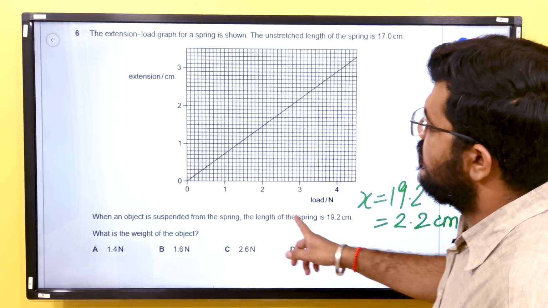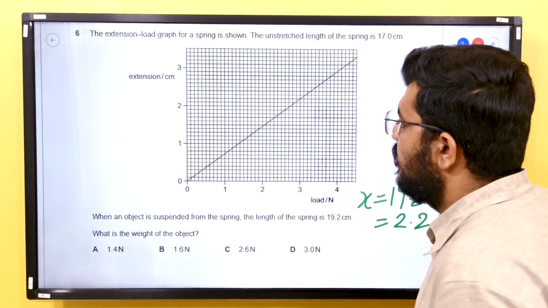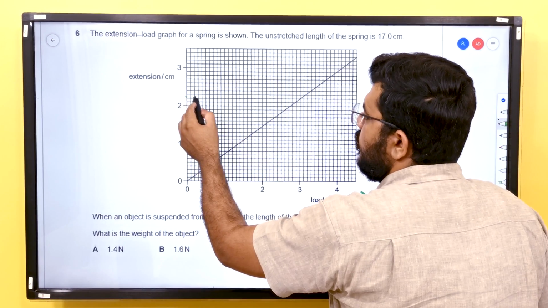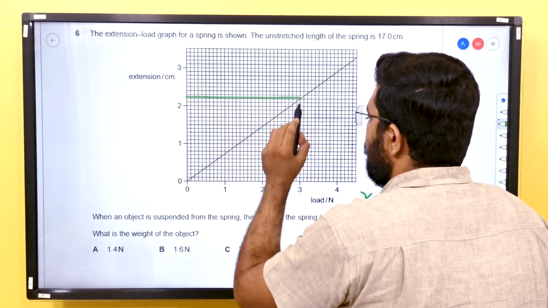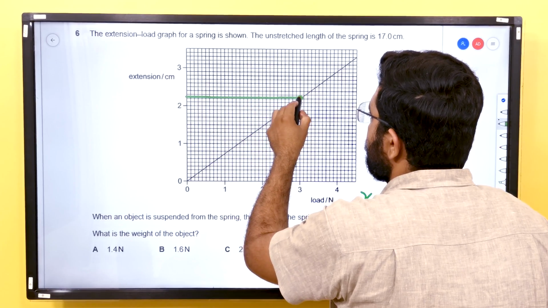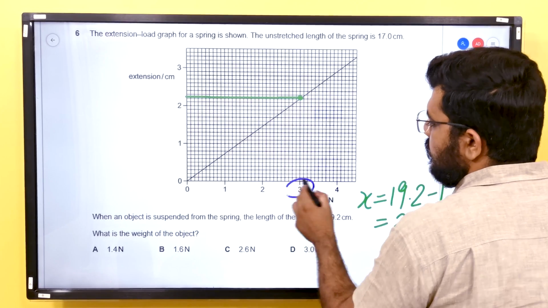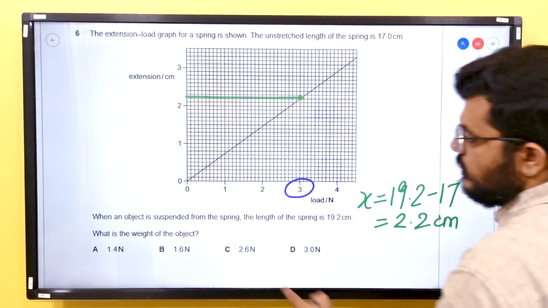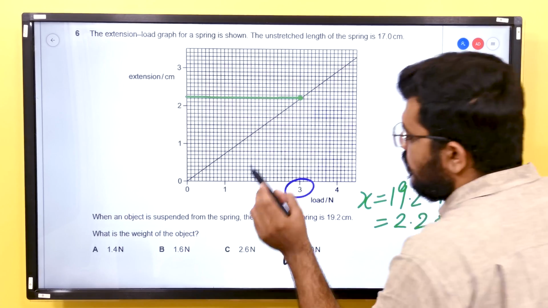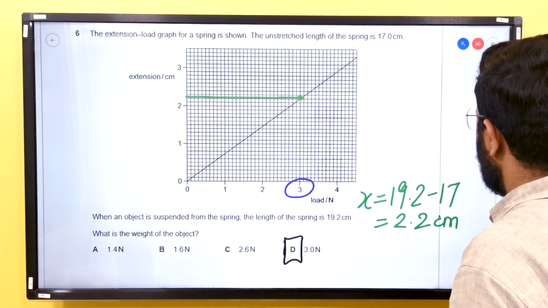Okay, now let's have a look at the extension load graph. Let us note down where 2.2 is. It's here, right? Let's see where this coincides. It coincides with the load 3 Newton. So your correct answer will be option D, 3 Newton.